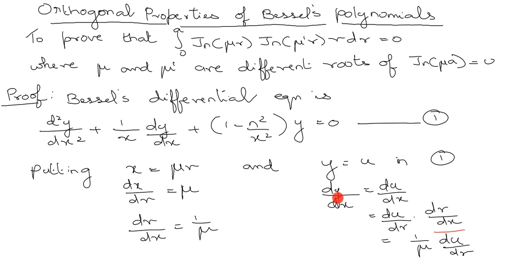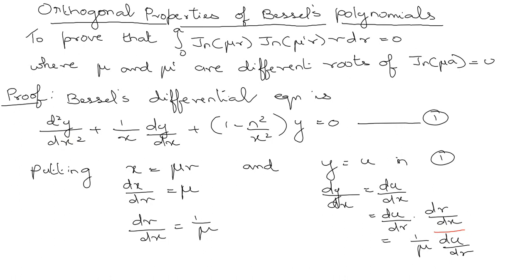And dy/dx will be equal to du/dx. This can be written as du/dx is equal to du/dr into dr/dx. Now we are going to substitute for dr/dx, which is 1/μ. So dy/dx is equal to 1/μ into du/dr. We need to find d²y/dx² also in order to substitute in this equation.